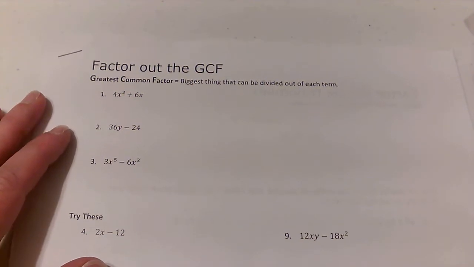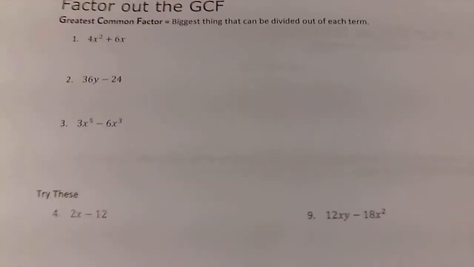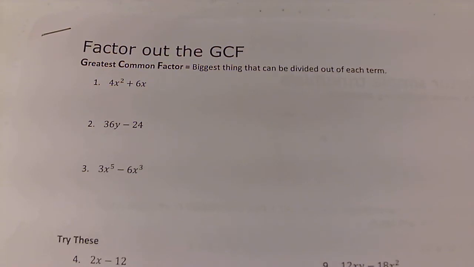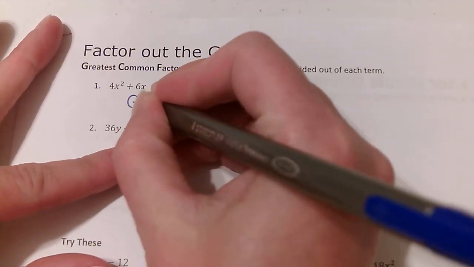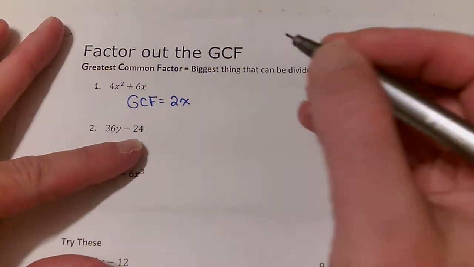GCF, greatest common factor. It's the biggest thing that can be divided out of each term. So let's think about what 4x squared and 6x have in common. Well, both of them have an x, and both of them are divisible by 2, right? So I could undistribute 2x. So my greatest common factor is 2x. So I'm going to undistribute that.